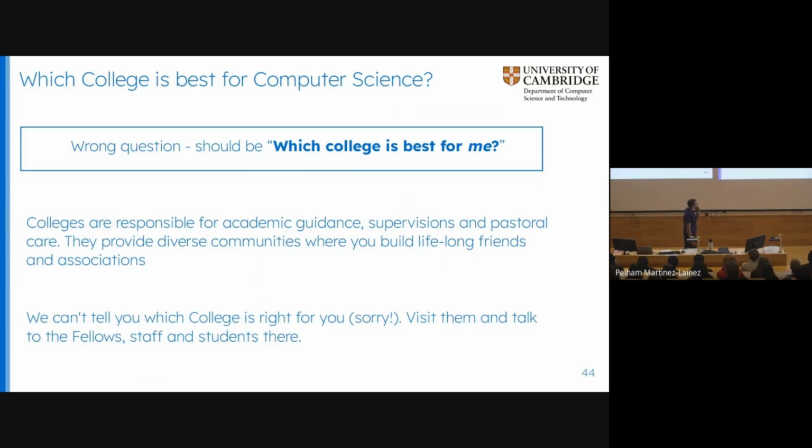You will then undoubtedly come and ask me, what is the best college for computer science? And that's just the wrong question. I can't tell you. I would be very, very wrong if I tried to answer that question. The question you should be asking is, which college is best for me? And I can't tell you that because I don't know you. Not yet, anyway. So you have to decide what the right college is for you.